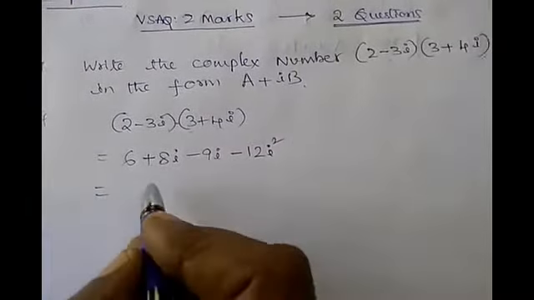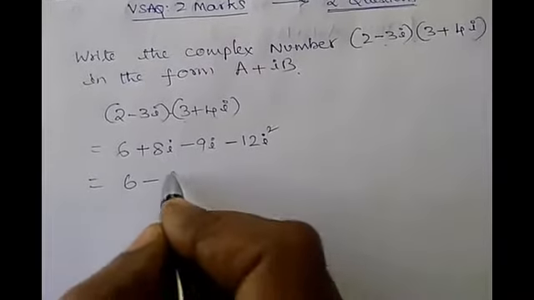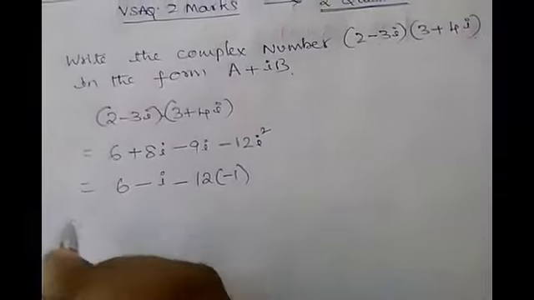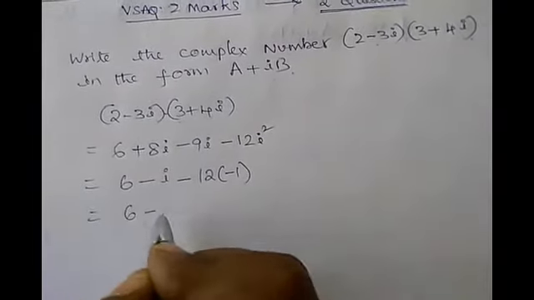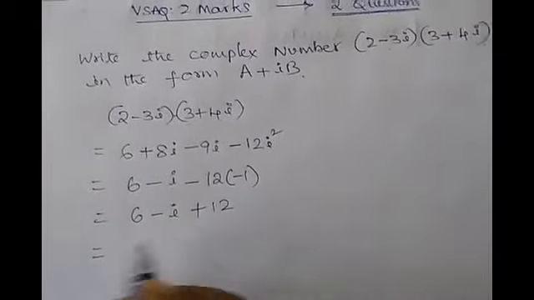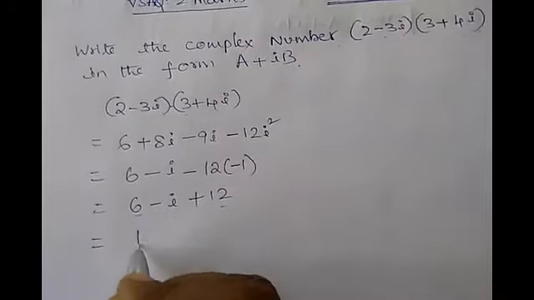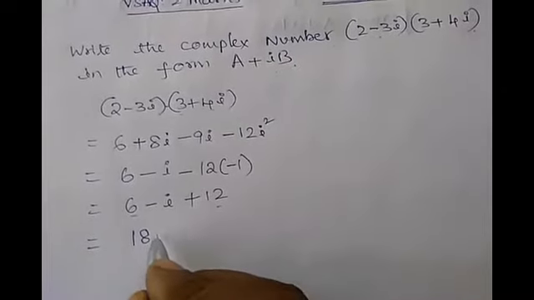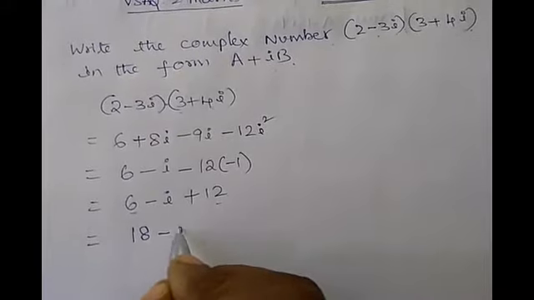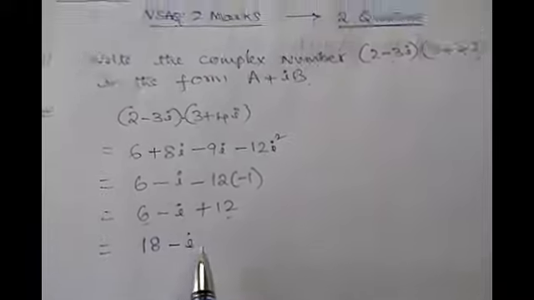That is equal to 6 plus 8i minus 9i gives minus i. Minus 12 into i square, where i square means minus 1. So 6 minus i, minus of minus gives plus 12. That is equal to 12 plus 6. Both are real parts, 6 and 12. So add these real parts, 12 plus 6, 18 minus i. This is in the form of a plus ib.